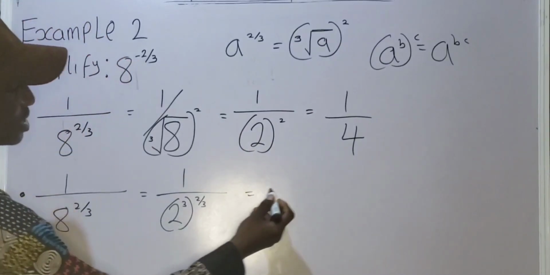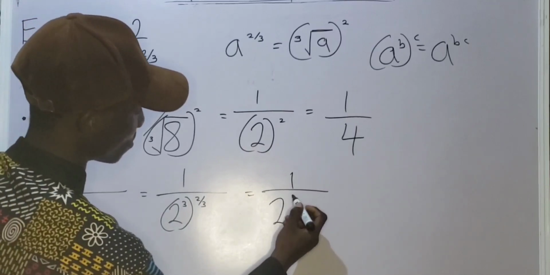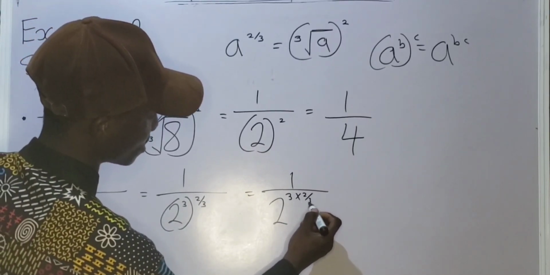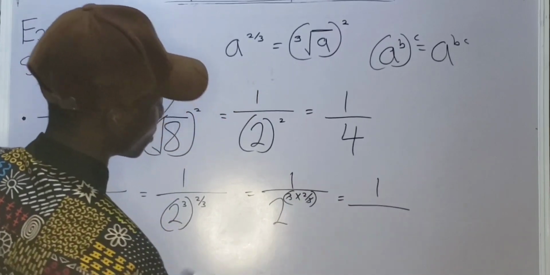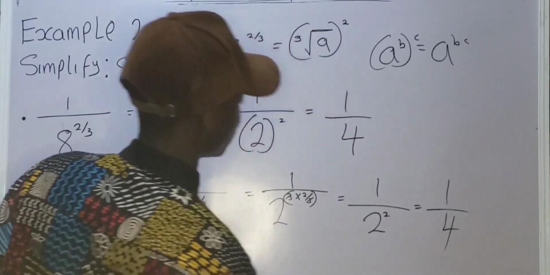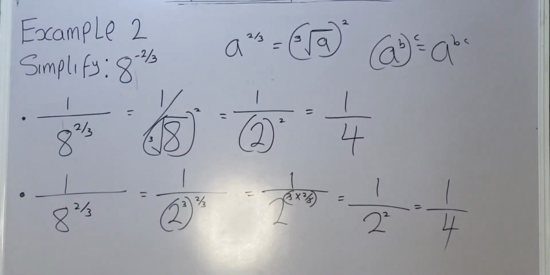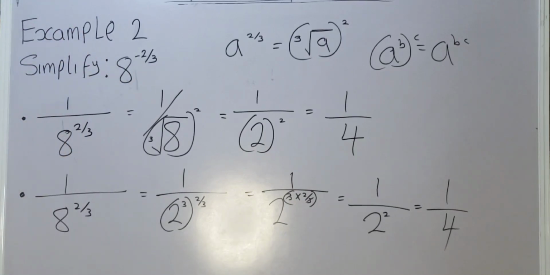You understand? So for this, I'm going to have 1 over 2 raised to the power of 3 multiplied by 2 over 3. So for this, I'm going to have 1 all over this. We cancel this 3. So I'm going to have 2 raised to the power of 2. That is what? 1 over 4. See, we still arrive at the same answer. So it depends on you, the method that you want to use. So the simplification of 8 raised to the power of negative 2 over 3 is what? 1 over 4.